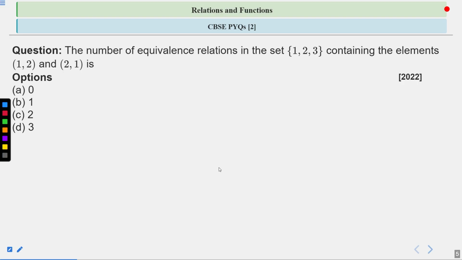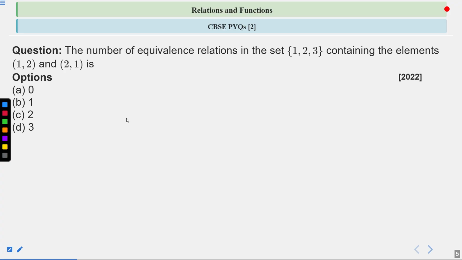Next question: the number of equivalence relations in the set {1, 2, 3} containing the elements (1, 2) and (2, 1) is. This question was also asked in the year 2022, and the options are 0, 1, 2, 3. We basically have to find the number of equivalence relations in the set {1, 2, 3} that must contain (1, 2) and (2, 1), right?